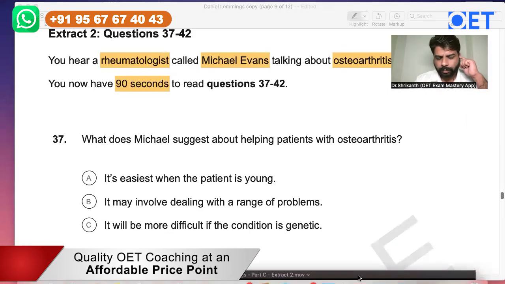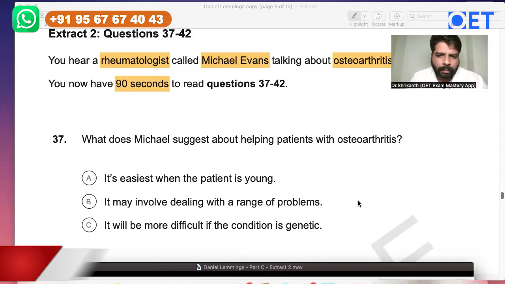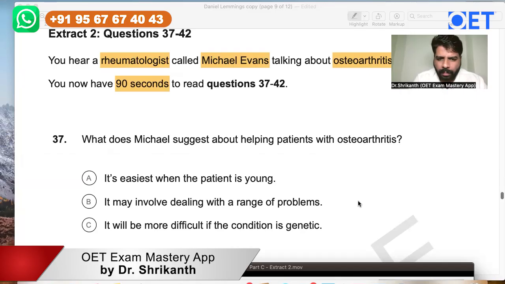Now let's hear the audio script. Hello, I'm Michael Evans. I want to tell you about the work we're doing on a condition that affects 1 in 10 people in this country, and that's osteoarthritis. Osteoarthritis typically affects the knees, hips or hands when the cartilage that lines the joints starts to wear away. So how can we help patients with osteoarthritis? When I was at medical school, and that's a long time ago now, the theory was that it was due to wear and tear, an inevitable part of getting old.